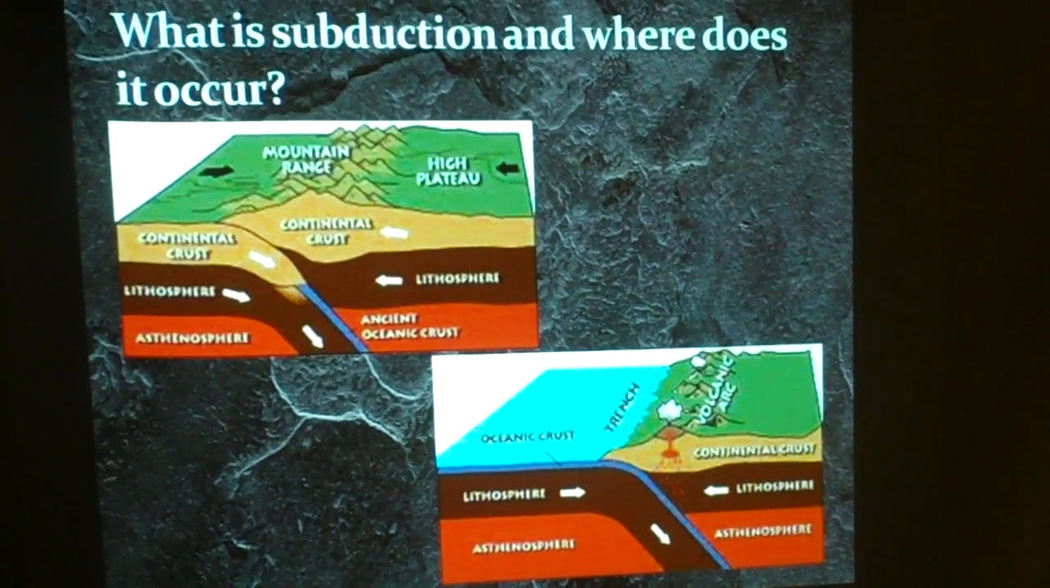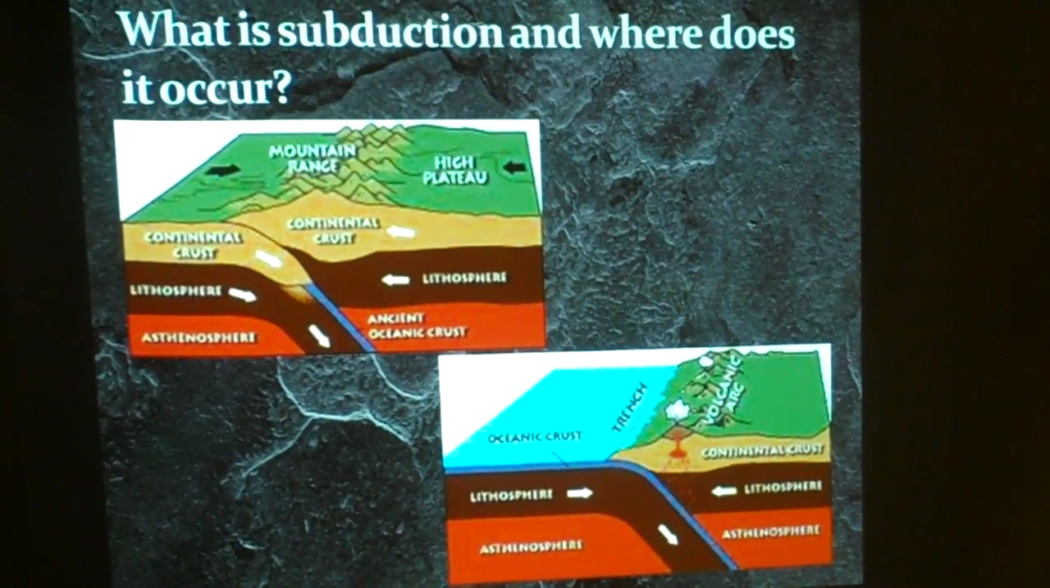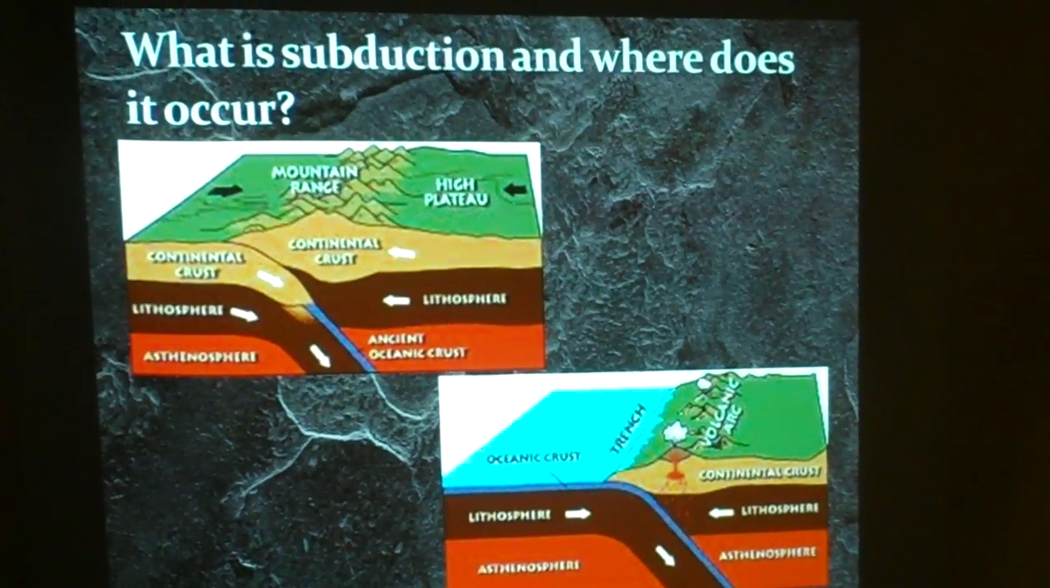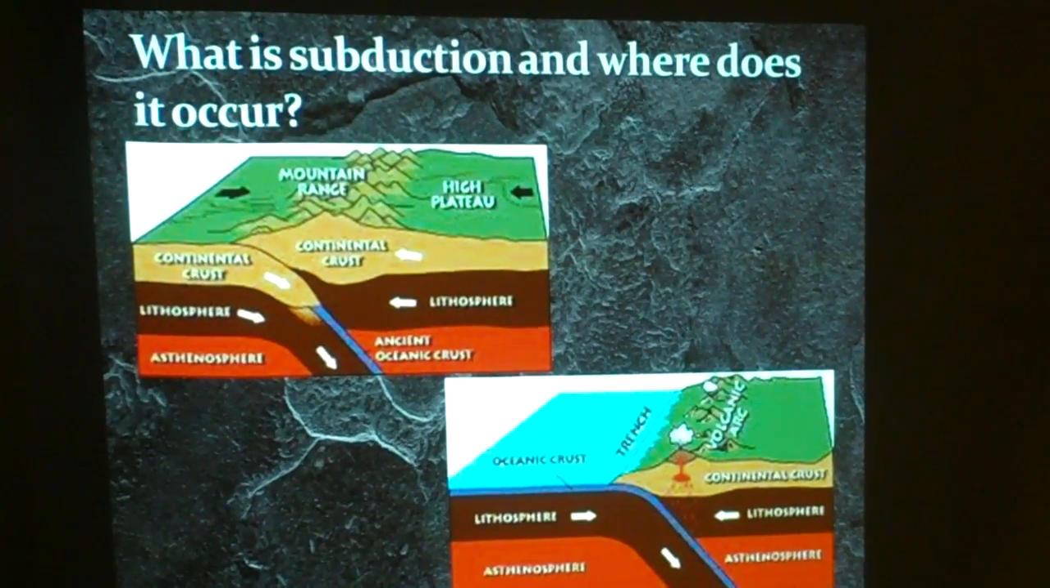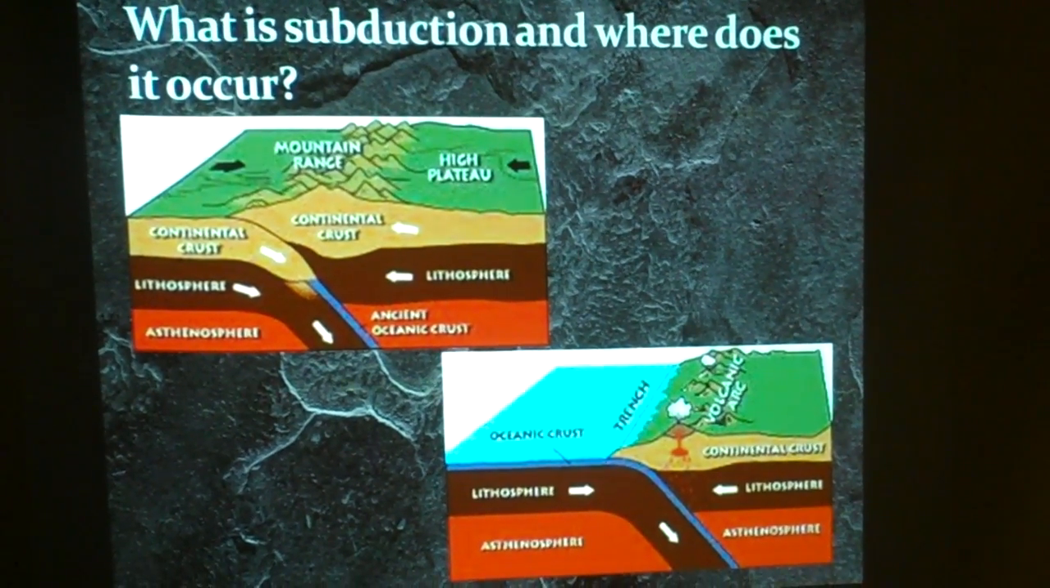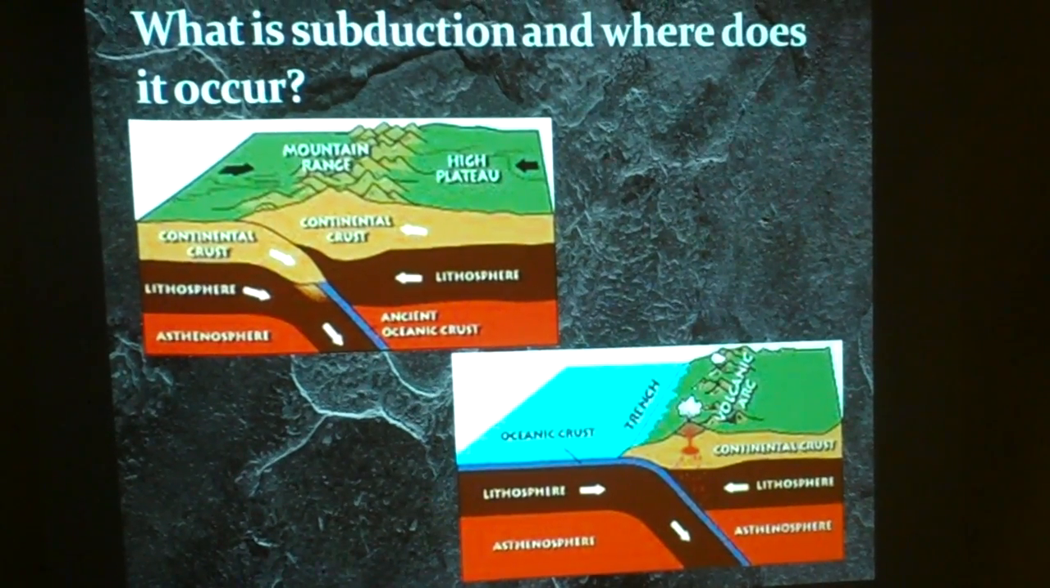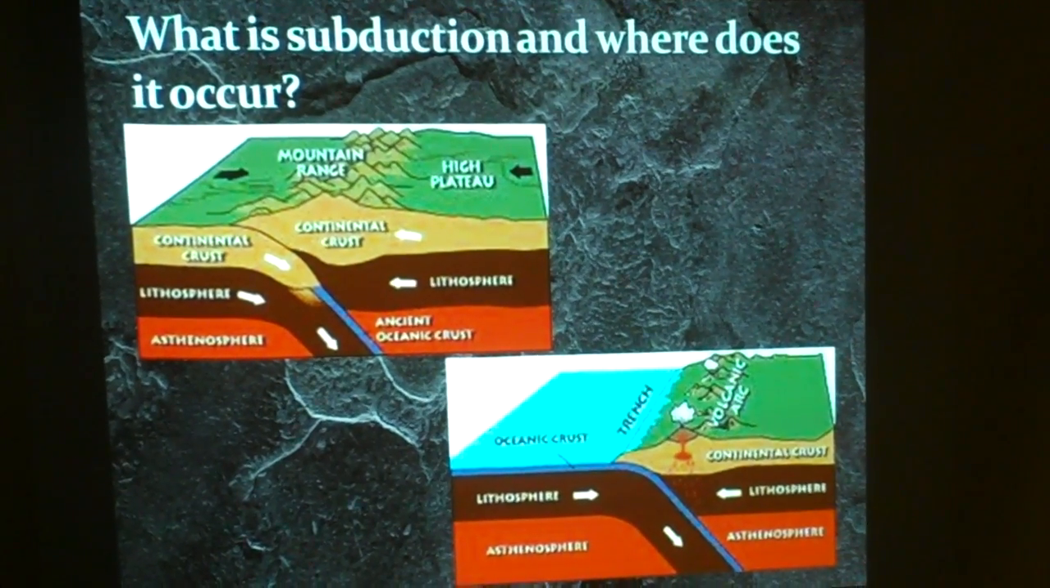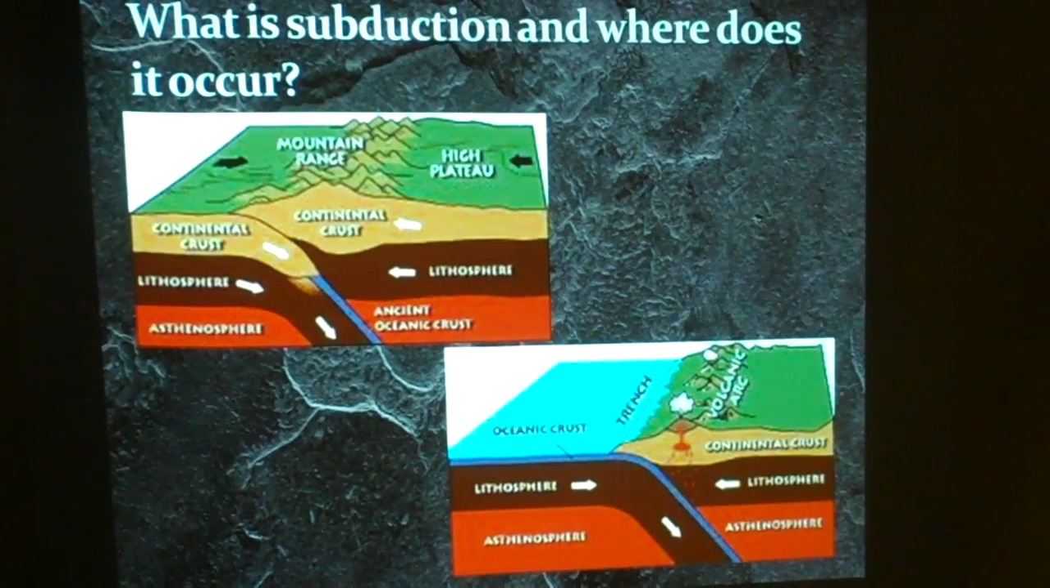Here are examples of subduction. One is when you have 2 continental crusts ramming into each other and a mountain range forms. The second is when it's oceanic crust, and that's still crust, but with ocean on top of it, ramming against the continental crust.